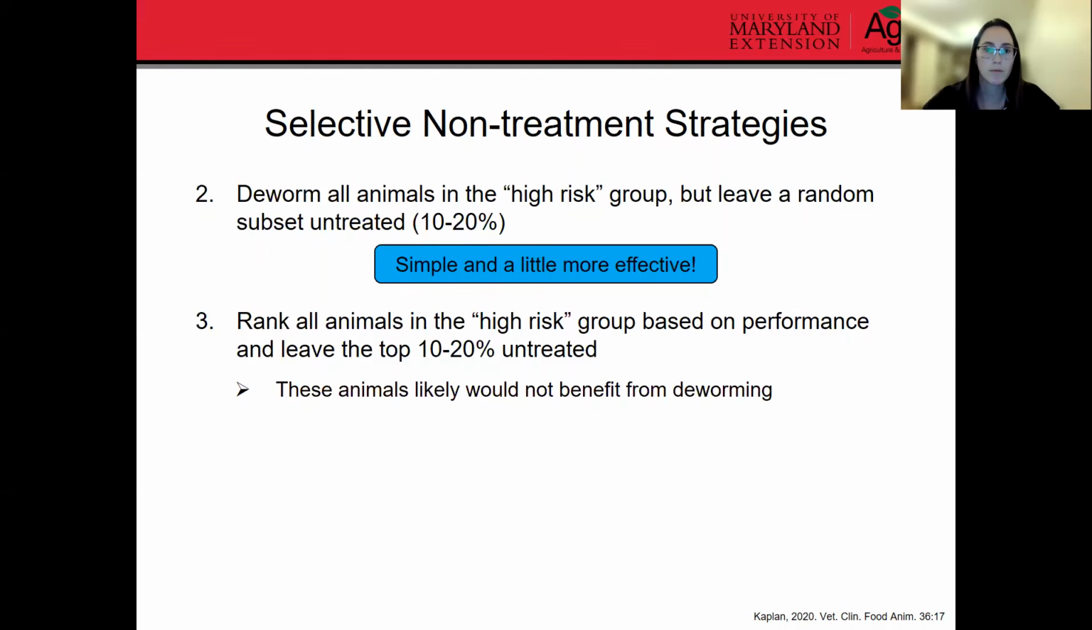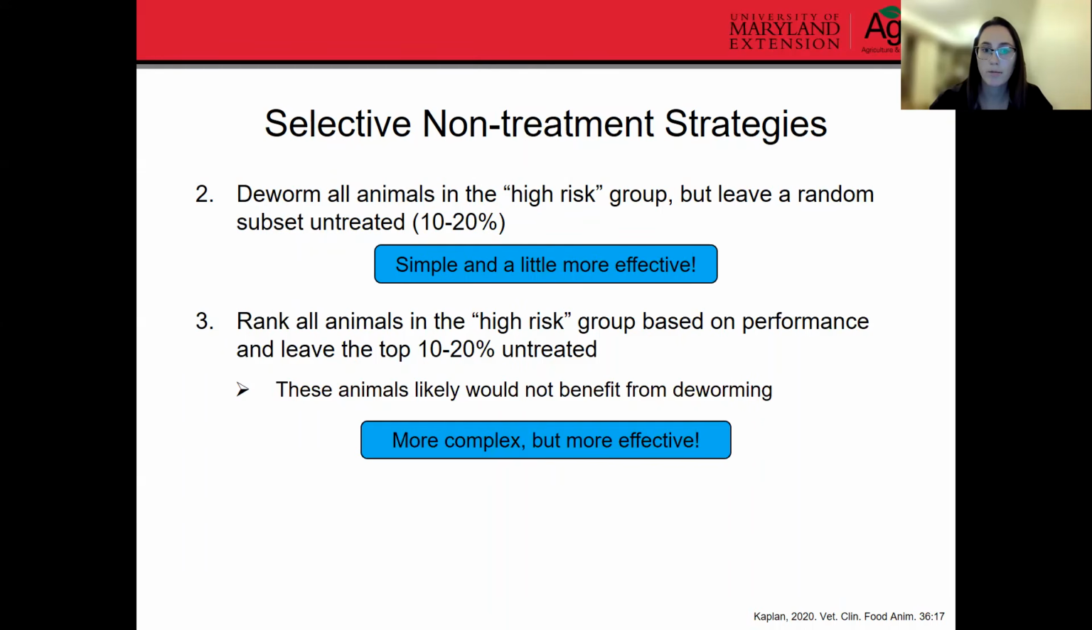The third strategy would be to rank all the animals in the high risk group based on performance and leave the top 10 or 20% untreated. So this is a little bit more specific than the second strategy mentioned above, because it's helping to identify those animals that really probably don't need to be dewormed. But the problem with this, obviously, is that it's a little bit more labor intensive, it's more complex, and it's not always practical to run them through the chute an extra time to get the weight on those animals.